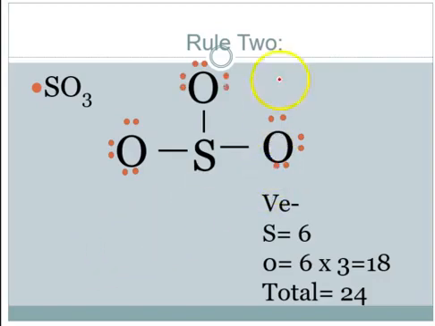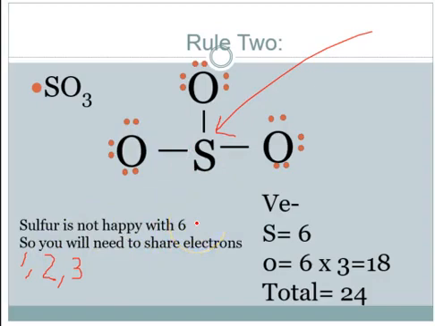Then you have to ask yourself, is your central atom an exception to the rule? Remember, columns 1, 2, and 3 have exceptions to the rule where you will not borrow to make them happy. But sulfur is not in columns 1, 2, or 3. It's in column 16, which has 6 valence electrons to contribute, which means you do need to make it happy. So sulfur is not happy with just 6 electrons, so you will need to share electrons to make it happy. It doesn't matter which of these oxygens you make share.